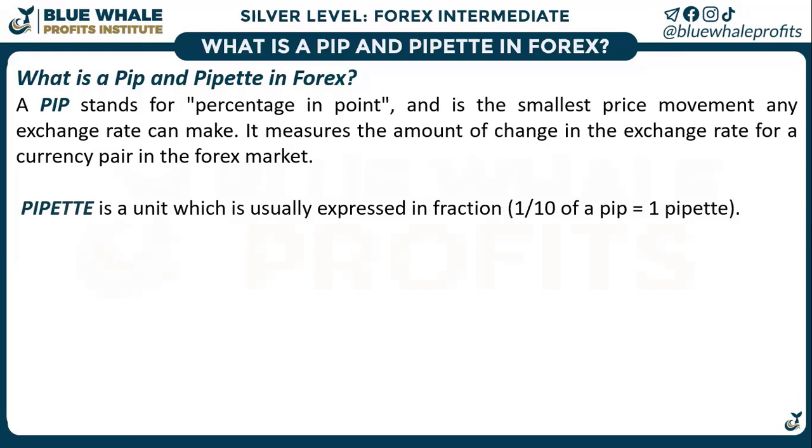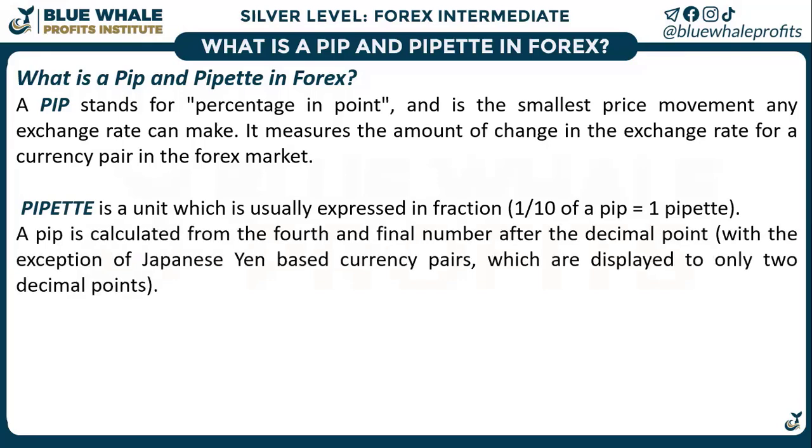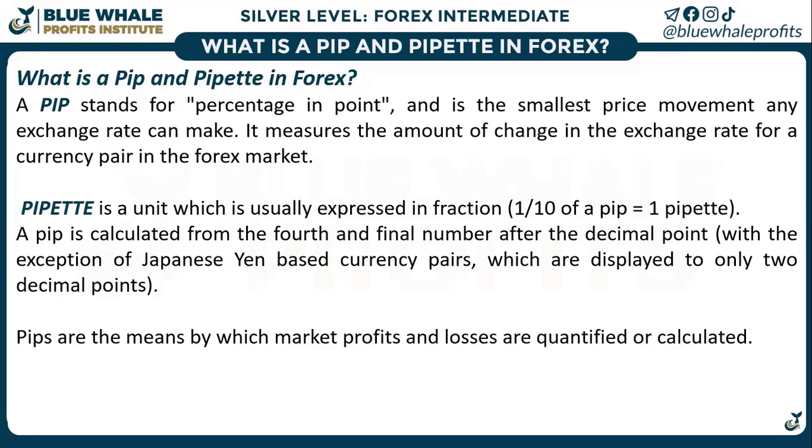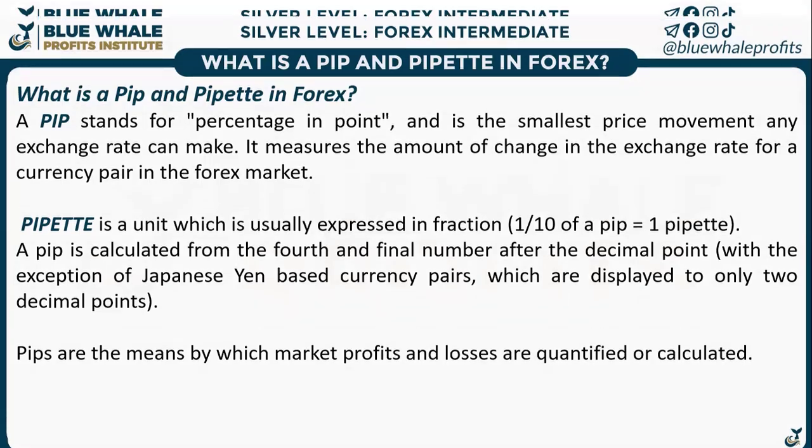A pipette is a unit which is usually expressed as a fraction. That's 1/10 of a pip, right? So 1/10 is equal to 1 pipette or fractional pip. A pip is calculated from the fourth and final number after the decimal point, with the exception of Japanese yen-based currencies. Any currency paired with the Japanese yen, you have to calculate to the second decimal point. Pips are the means by which market profits and losses are quantified or calculated.